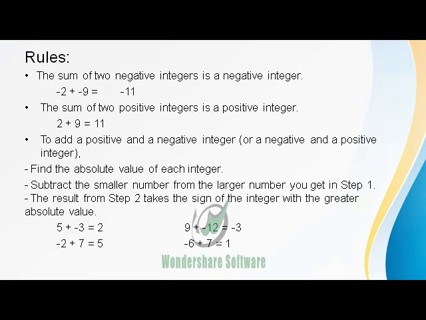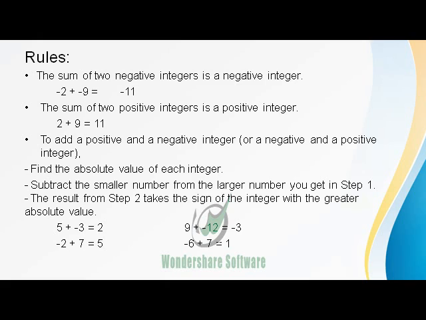Example, 5 plus negative 3 is equal to 2. You subtract 3 from 5 without considering the sign of 3. Then you get the answer of 2. And look at the sign of the greater number, which is 5, and it is positive, then you get the answer as positive 2. Another example is positive 9 plus negative 12 is equal to negative 3.